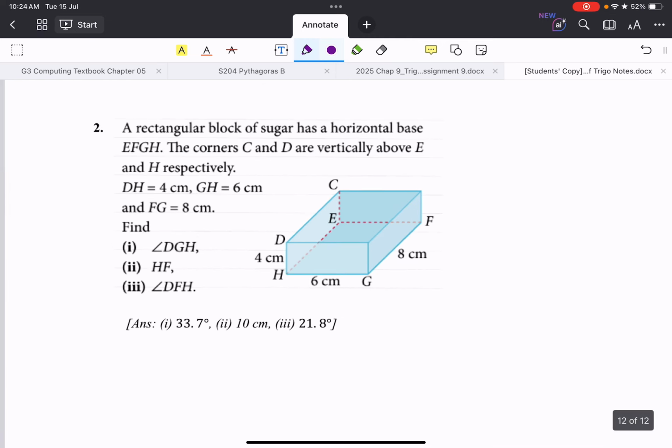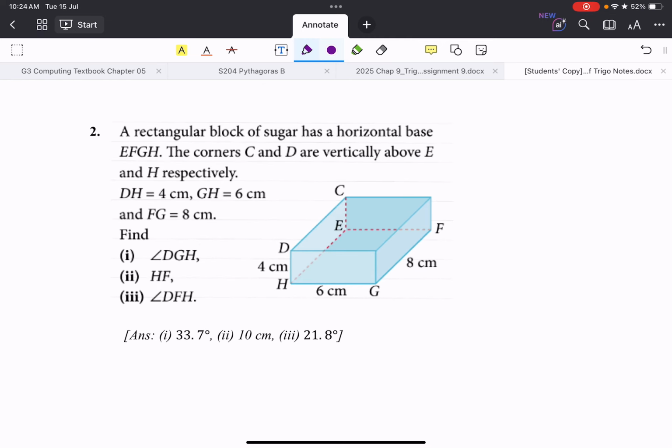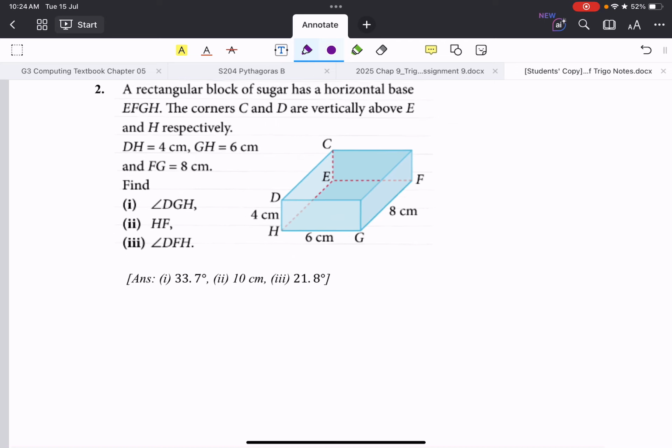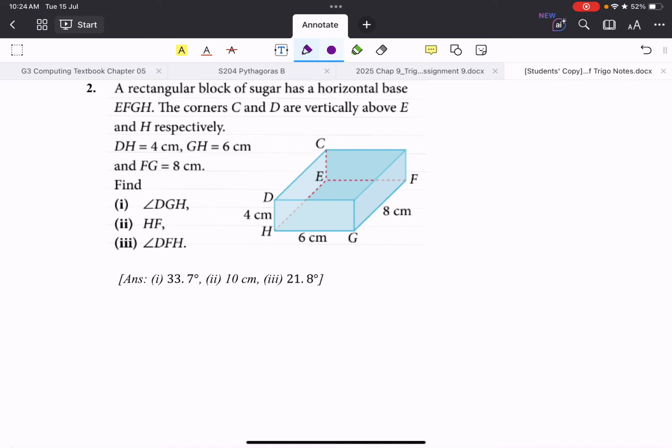Let's take a look at this. Here we have a rectangular block of sugar with a horizontal base. The corners are labelled, so the measurements are all written for us, and we want to find angle DGH. Again, the first thing I'm going to do is draw the triangle DGH. It will look something like this. This is 4 units, 6 units, D, H here, G here. So we're interested in this angle.